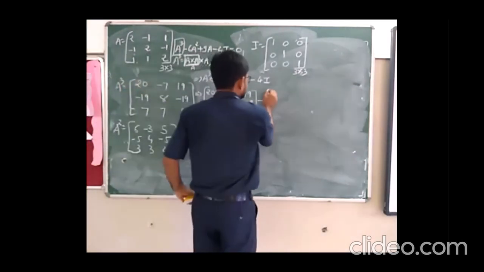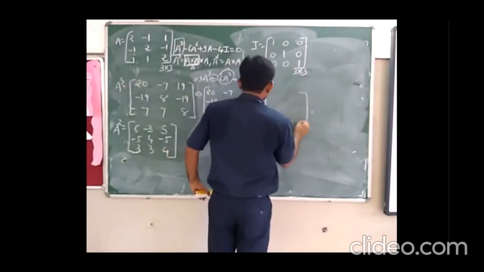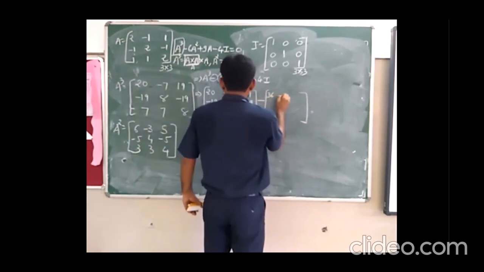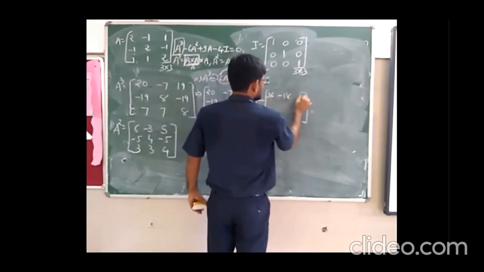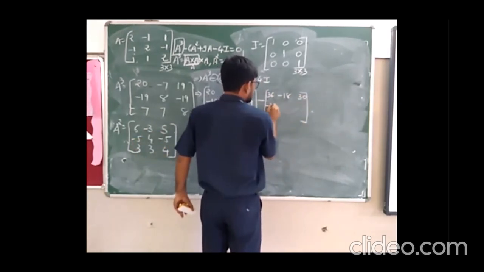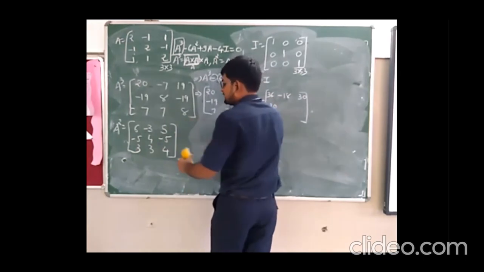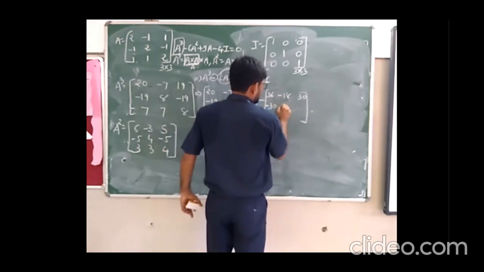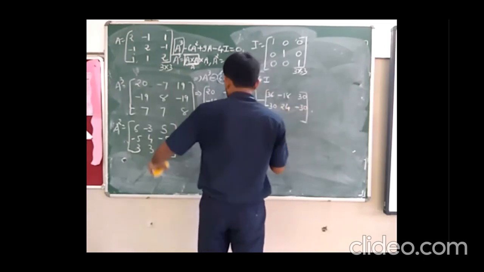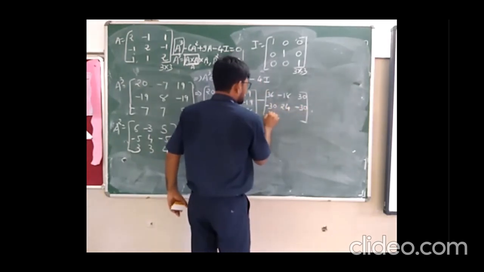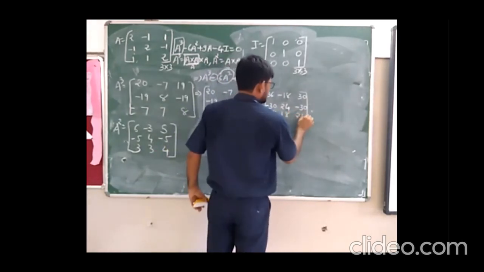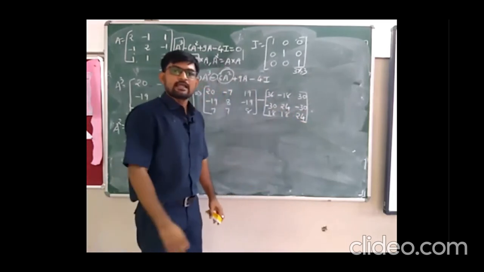So we'll get here 6 into 6, 36, minus 18, 30 into 5, that is minus 30. Again, I'll multiply all by 6. So 6 into 4, 24. Then minus 30. Then 6 into 3 is 18, and 24. So this is what 6 times A square is.